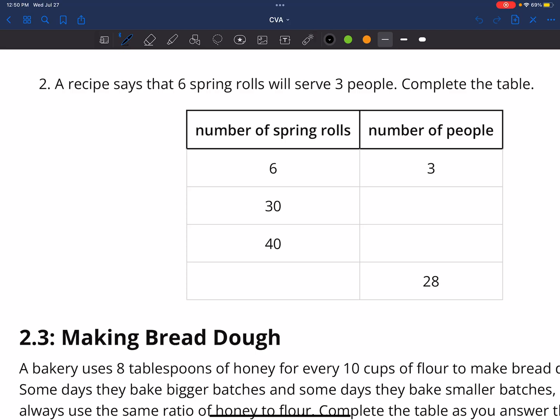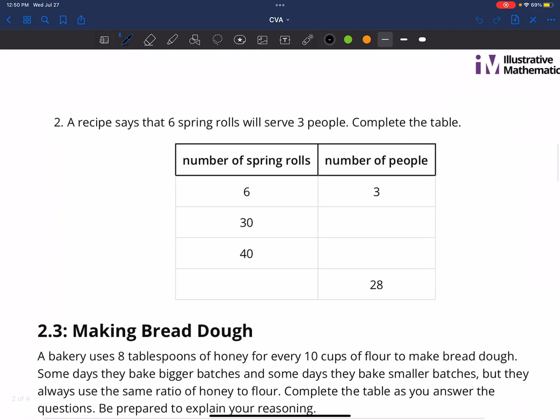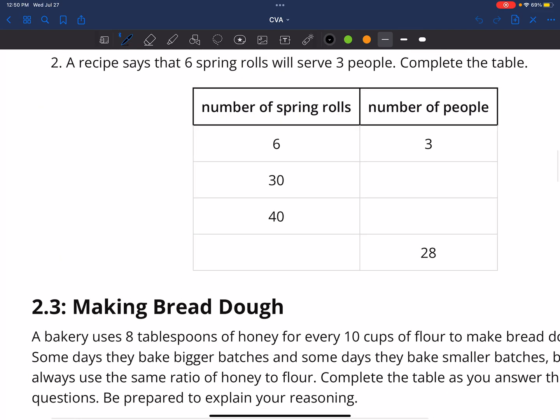All right, now let's take a look at this problem here. A recipe says that spring rolls will serve three people. Complete the table. Is that similar to the last one? No, it's a little bit different. So once again, this seems like pretty important information here.